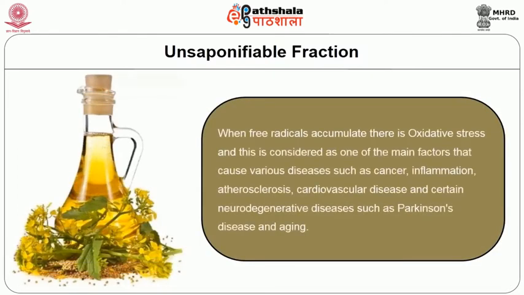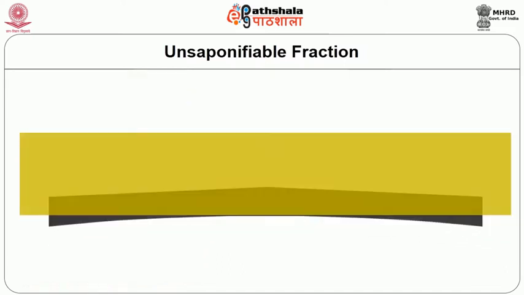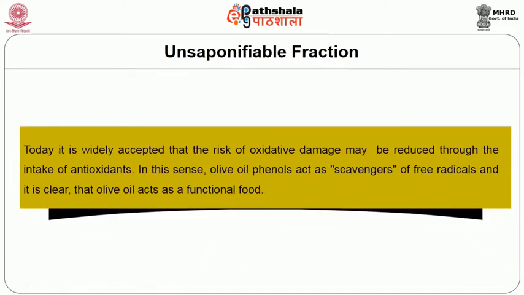When free radicals accumulate, there is oxidative stress, and this is considered as one of the main factors that cause various diseases such as cancer, inflammation, atherosclerosis, cardiovascular diseases, certain neurodegenerative diseases such as Parkinson's disease, and aging. Today, it is widely accepted that the risk of oxidative damage may be reduced through the intake of antioxidants.